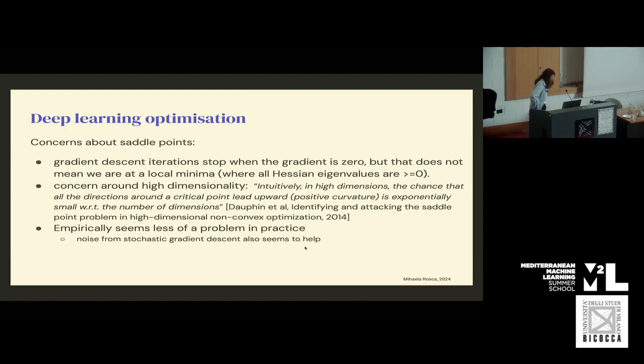There was a lot of concern in the optimization literature around saddle points, in particular for deep learning, because we have a lot of dimensions. Intuitively, it's quite unlikely that all of these dimensions are fine: the Hessian has as many eigenvalues as dimensions, of course, and it seems quite unlikely that all of them are going to be positive. However, this seems to be less of a problem in practice. If we were to converge to saddle points, we would probably have a not very good training loss, let alone generalize well. There's been a lot of theory looking into this and trying to explain this observed phenomenon, and it seems like the noise from stochastic gradient descent is quite important here.